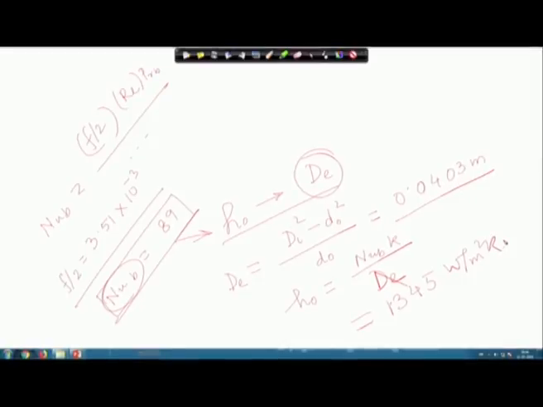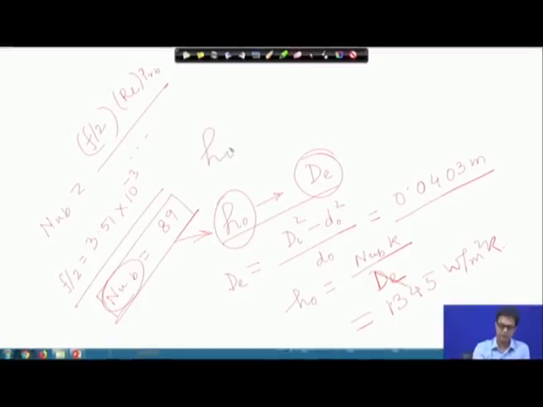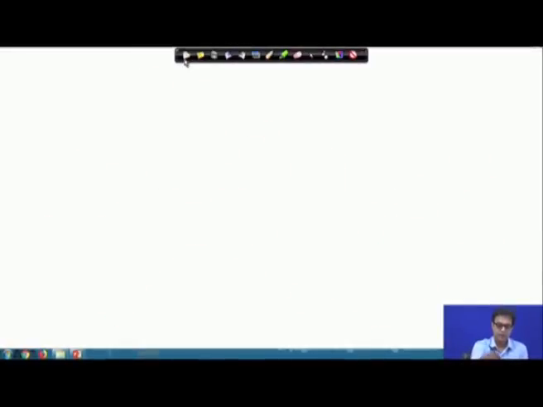Once we know the external heat transfer coefficient, we also know the internal heat transfer coefficient. So, now we should be able to find out the overall heat transfer coefficient, and then we can calculate the heat exchanger surface area.